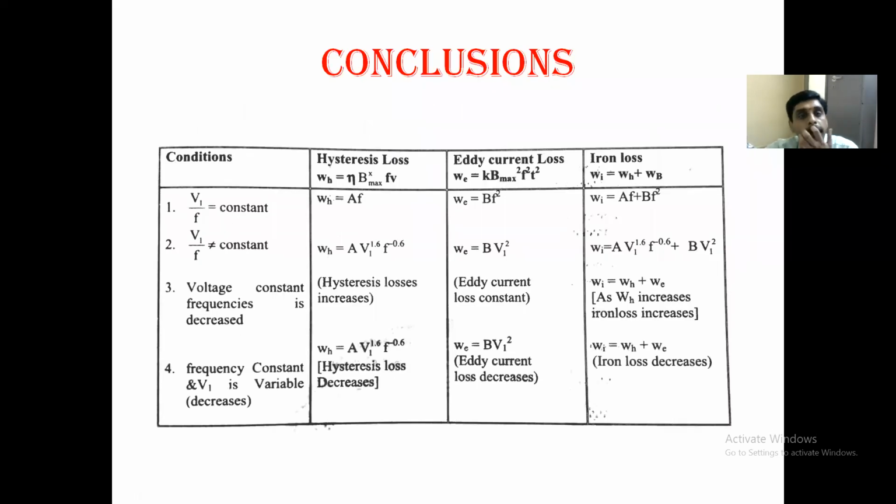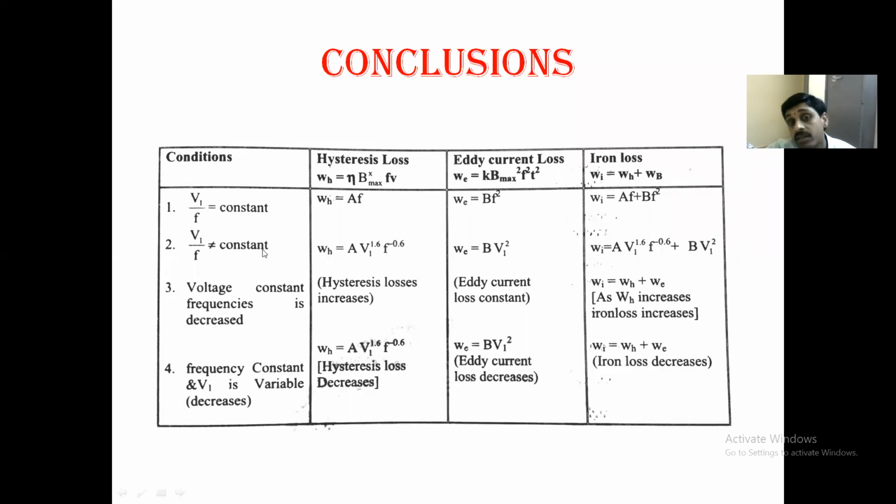So if you see this conclusion, for hysteresis loss, eddy current loss and iron loss, with V by f constant, Wh is equal to A f, you can write. We is equal to B f squared, you can write. The remaining part you can take as a constant, so the hysteresis loss is proportional to f for Bm to the power 1.6, and this is almost constant. Iron loss is A f plus B f squared, the sum of these two. In the separation of the iron and core losses, we will come across this discussion.